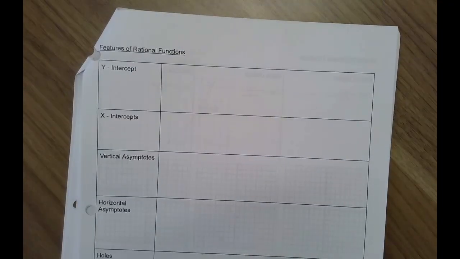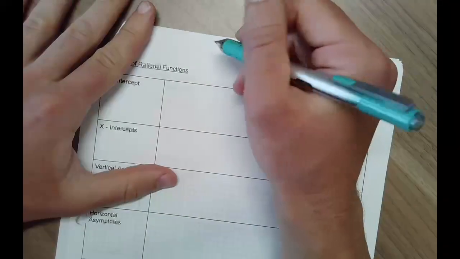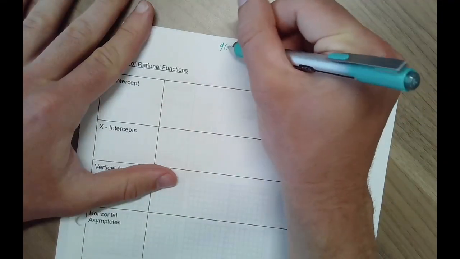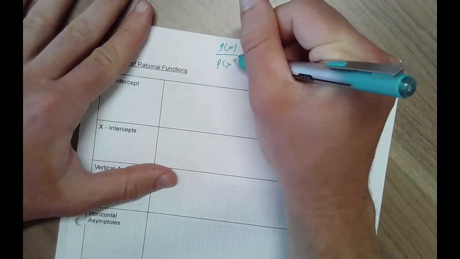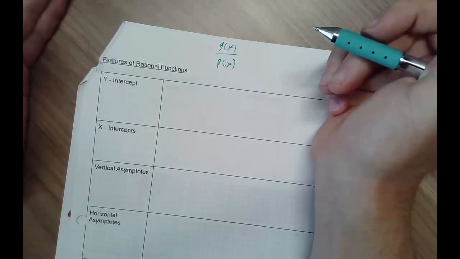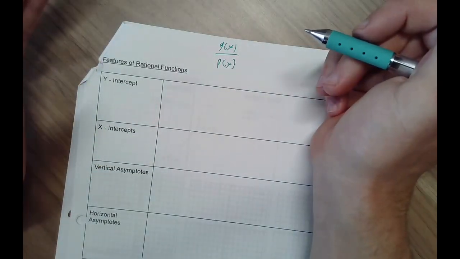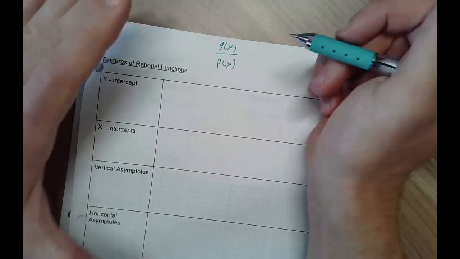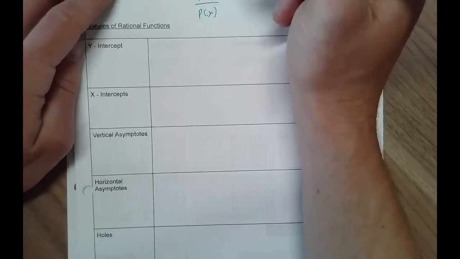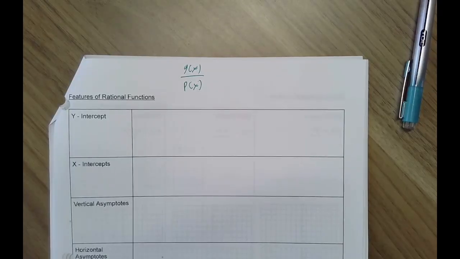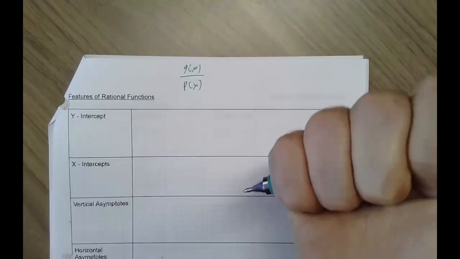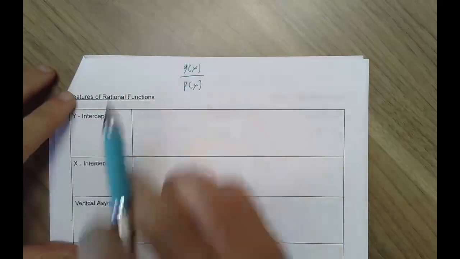All right. Features of rational functions. So rational functions are just functions that have one polynomial over another, like a g of x over p of x, and these are just polynomials. They don't necessarily have to be polynomials to be rational, but for the sake of this lesson, they are polynomials. So polynomial on top, polynomial on bottom. How do you find the features of these?